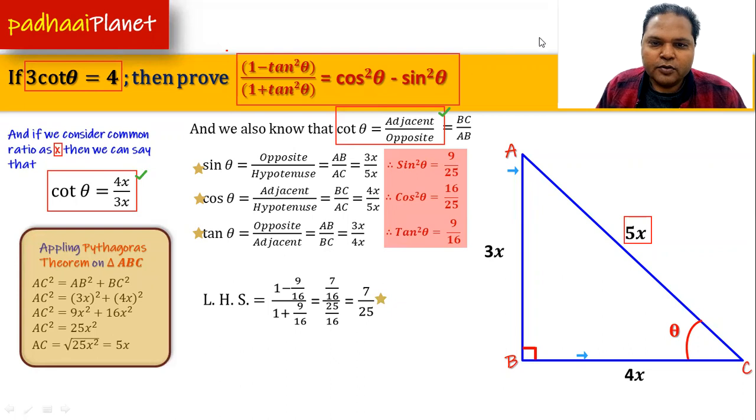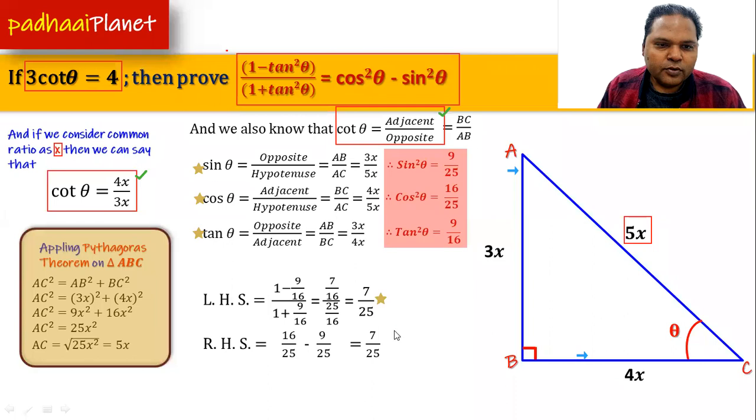Now what we need to do is we need to do the similar work for the right hand side also, and which is cos square theta minus sine square theta. So that is something like this. We already have the value of cos square theta, which is 16 over 25. And then we have 9 over 25, that is sine square theta. And finally, what we get as the value is 7 over 25.